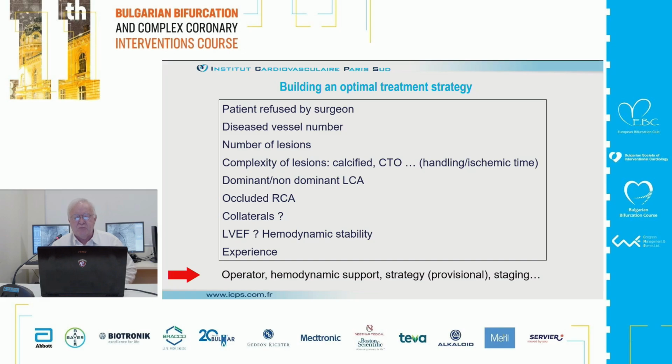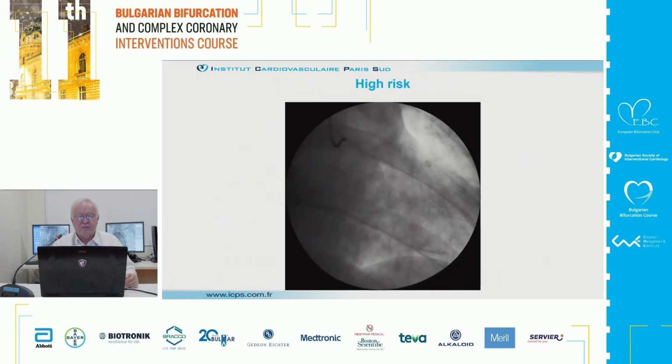Complexity of lesion is very important because you can anticipate some difficulty in handling and you can anticipate also a longer ischemic time. The fact that the left coronary artery is dominant or non-dominant, or there is a contralateral occluded RCA, the presence of collaterals, ejection fraction, hemodynamic stability to choose for support, and of course, again, the experience.